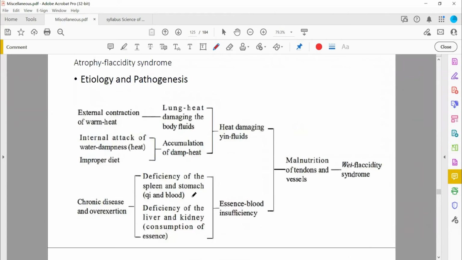So let's take a look at the etiology and the pathogenesis. External contraction of warm heat. So that's some virus or something invaded the body. In TCM, we call it warm heat. Then it will go inside. There will be lung heat. The lung heat damaging the body fluids. Or internal attack of water dampness.